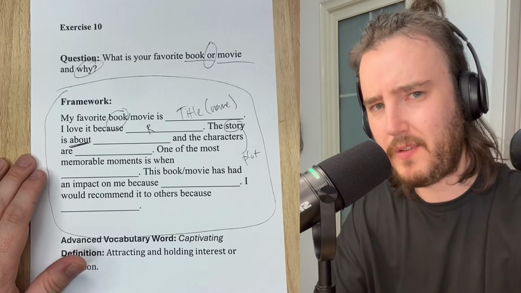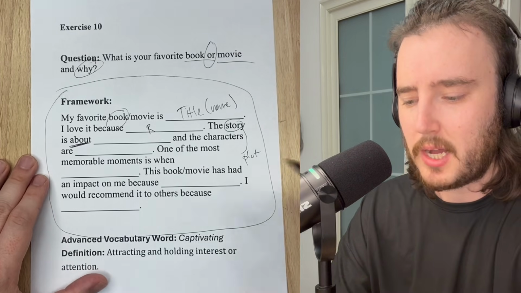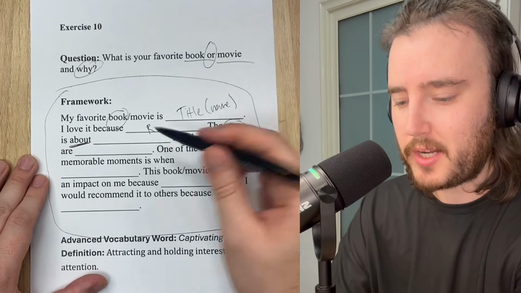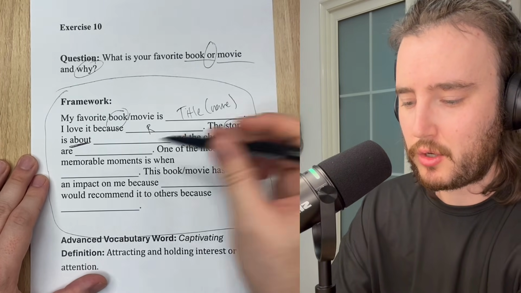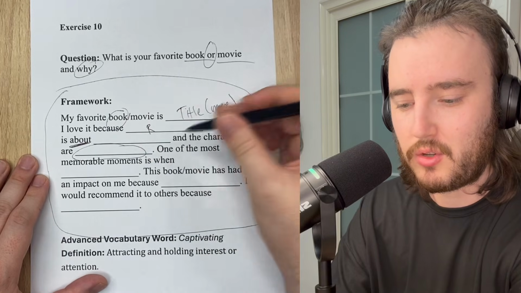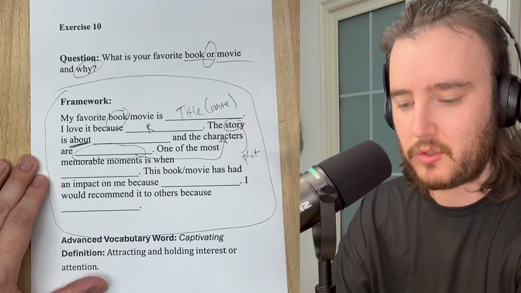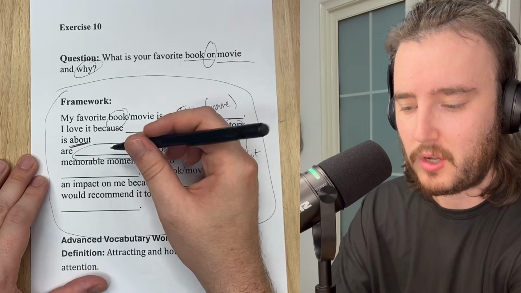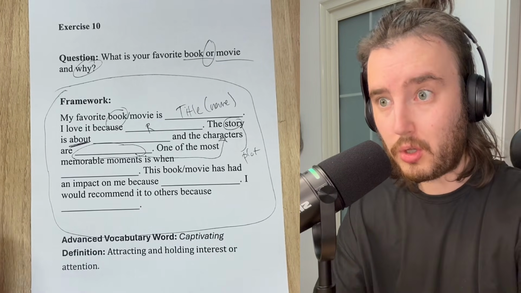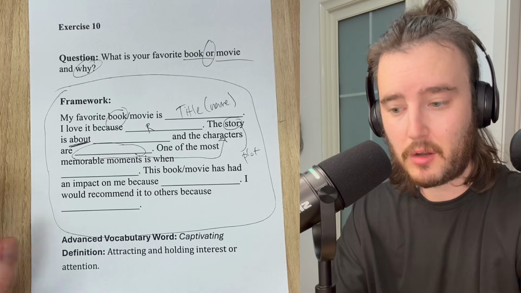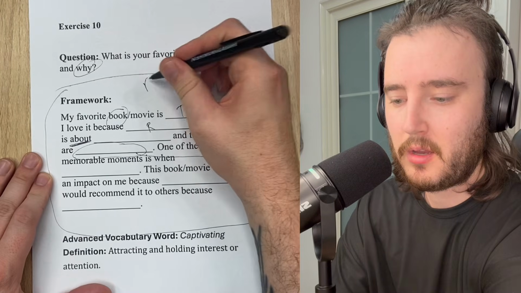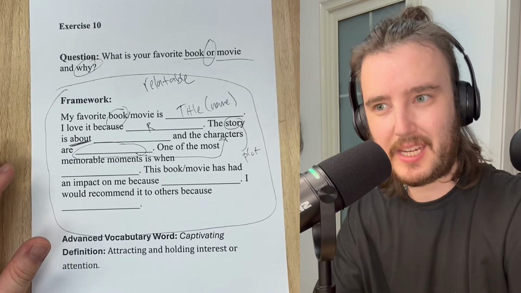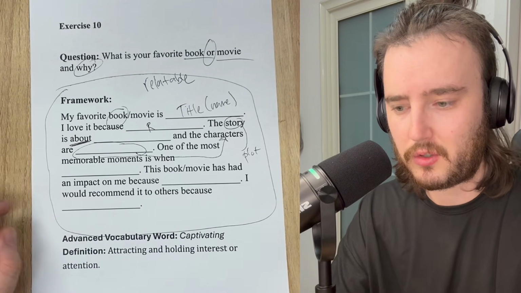What is this movie all about, right? The story is about what? And the characters are... okay, so you need to describe the characters. Tell me what the characters are like, okay? So are the characters cool, interesting, funny? Are they relatable? Relatable. That means you can see yourself in the characters, okay?